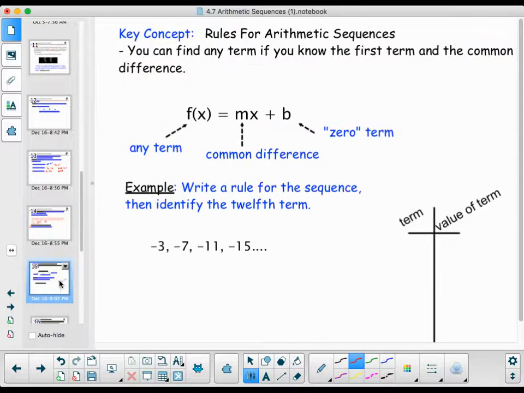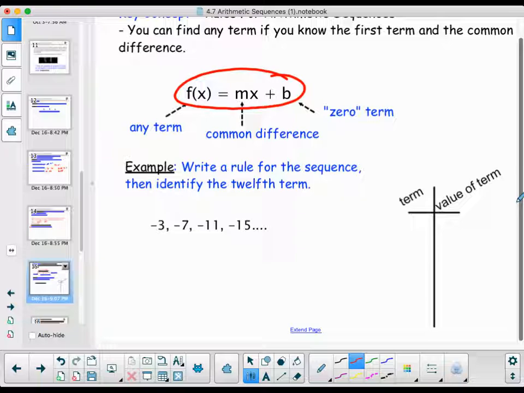All right. Key concept, rules for arithmetic sequences. You can find any term if you know the first and the common difference. If you know that first number, the initial 2 blocks from the visual example, and you know how the blocks are growing or decreasing, you can write a rule for this sequence. And you guys have probably recognized this thing, mx plus b. It's something that's come up a lot throughout our units because it's an important concept. So what we're going to do is write a rule for the sequence that's shown here, and then try and identify the 12th term without having to count up 12 times.